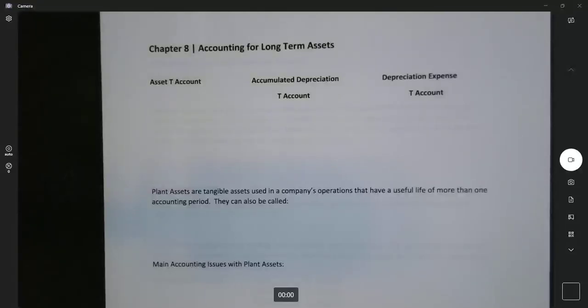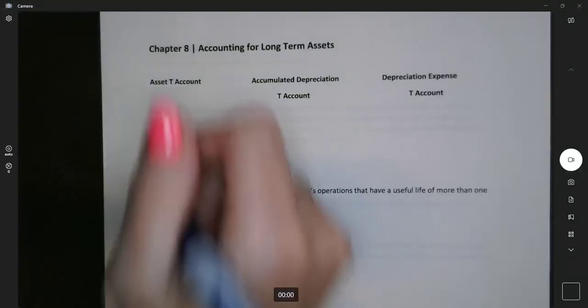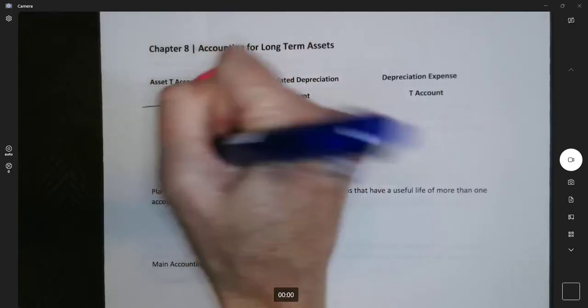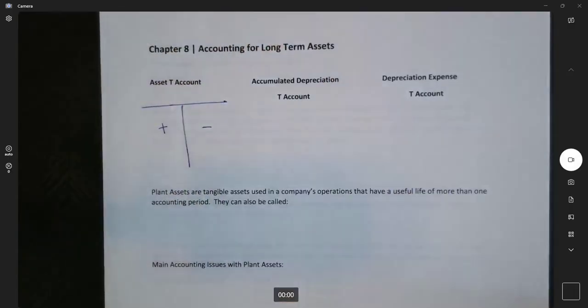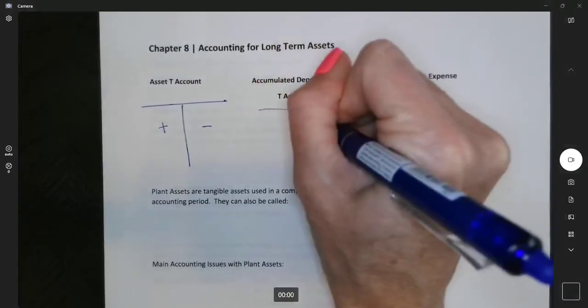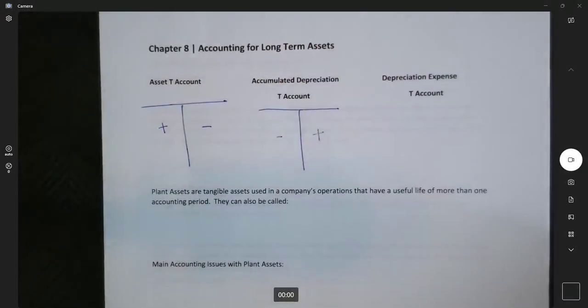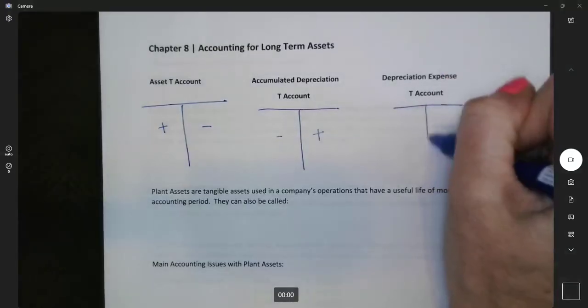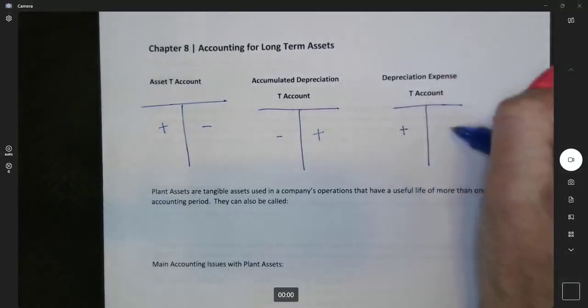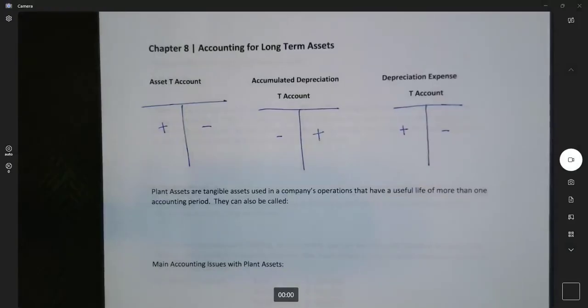Okay, today we're going to take a look at Chapter 8, which focuses on accounting for long-term assets. A few accounts I'd like to point out to you. An asset account increases with a debit, decreases with a credit. Accumulated depreciation is a contra asset, increases with a credit, decreases with a debit. And depreciation expense is an expense, increases with a debit, decreases with a credit.